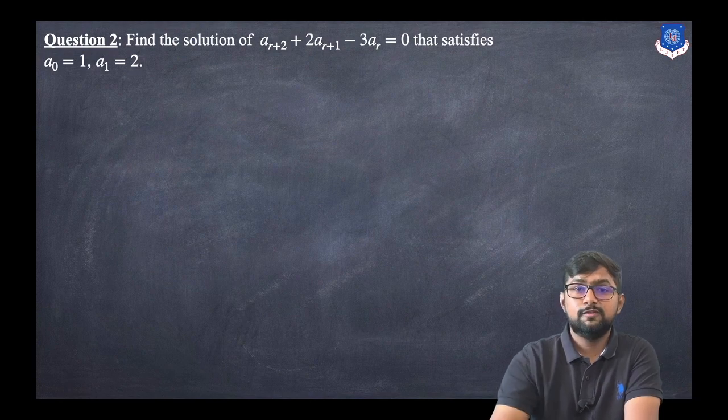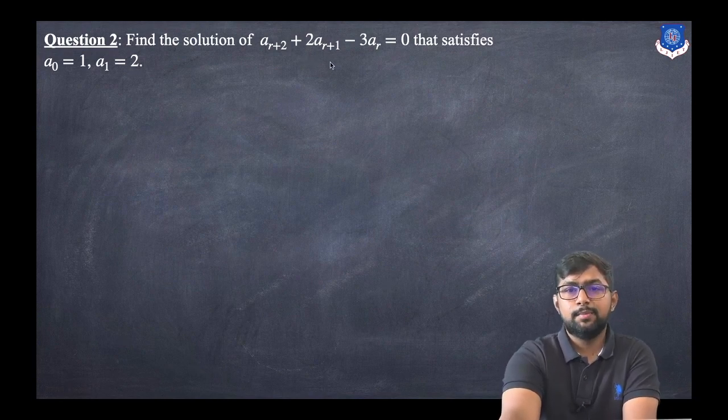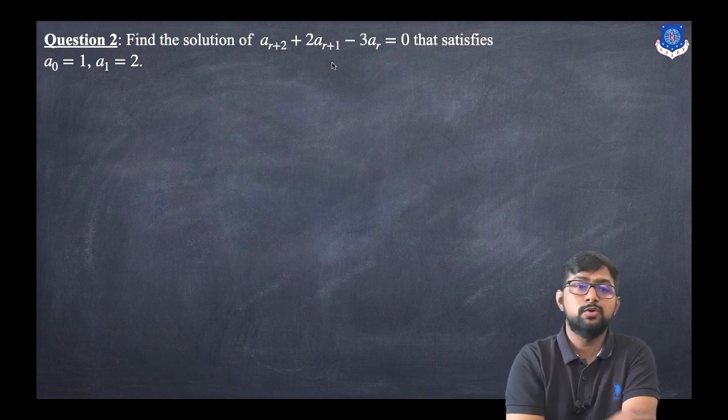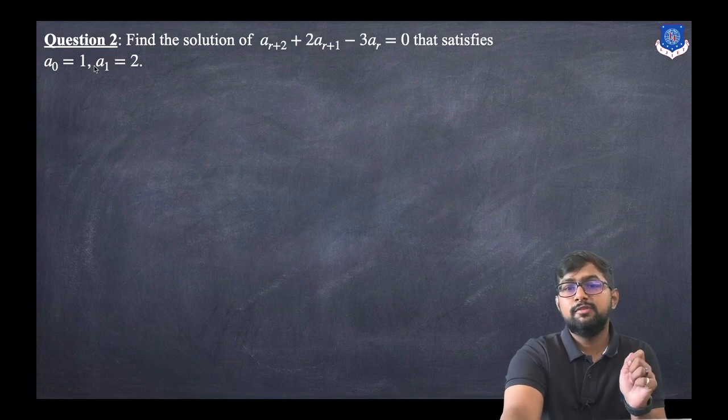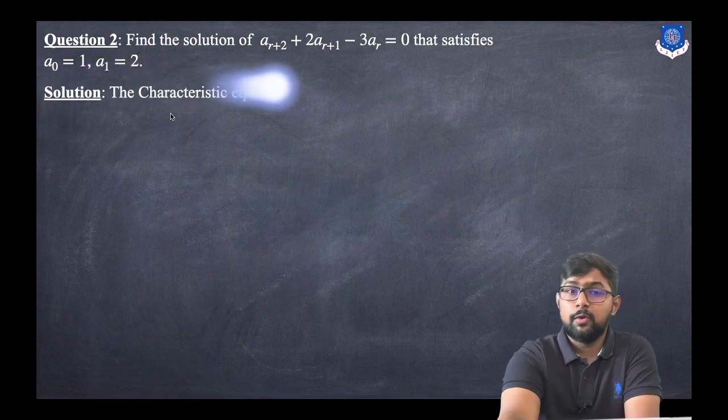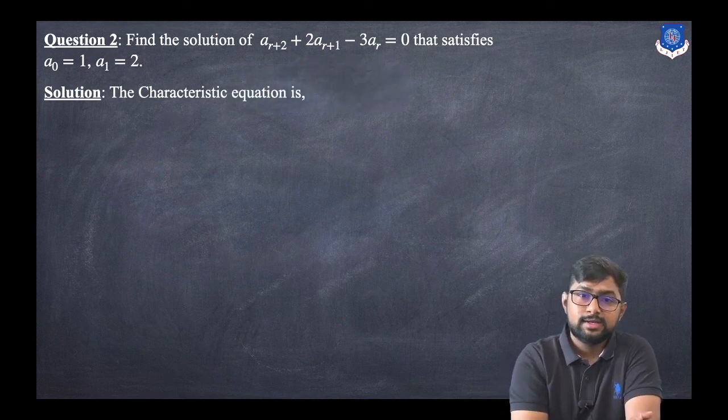Find the solution of a_{r+2} + 2a_{r+1} - 3a_r = 0 that satisfies a_0 = 1, a_1 = 2. So here the additional data is that we have been given some conditions, that is a_0 is 1 and a_1 equals 2. Now first we will write the characteristic equation.